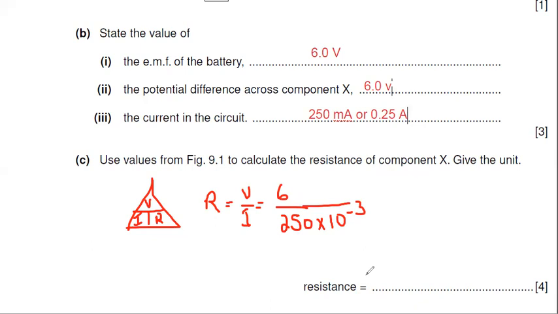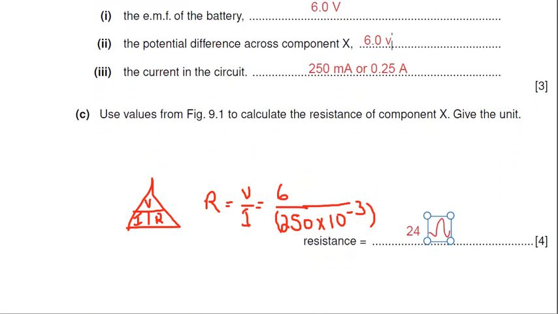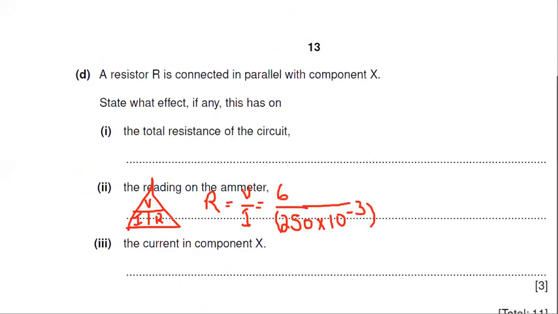Please make sure you state this on your calculator. So the final resistance here should be 24 ohms. Okay, that's for this part. Moving on to the next part.